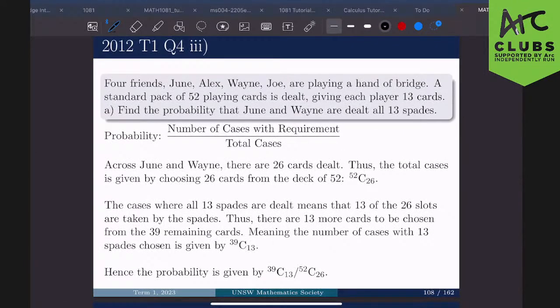So, hopefully you know what a deck of cards is. I think they tell you if you don't know the exact layout, they describe what it is. So it's like between Julian and Wayne. They've been dealt all 13 spades.